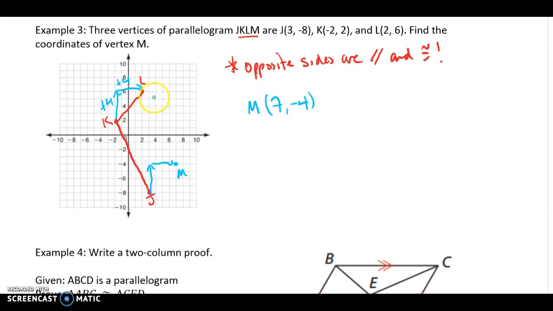And you can always check this by checking the other side, for example. So from J to K, it's up 10 and then to the left 5, right? And that looks good. Okay, so that's my answer. We're going to do the proof in class, so come back with questions, and see you guys later.